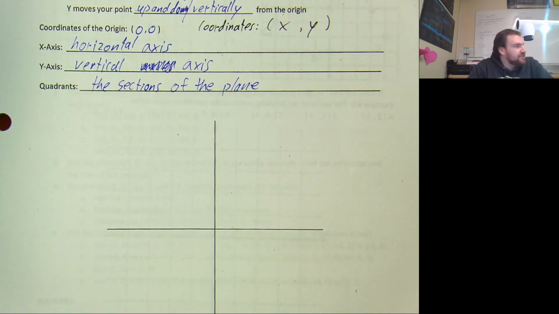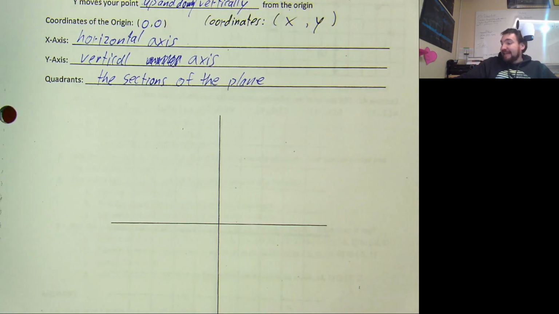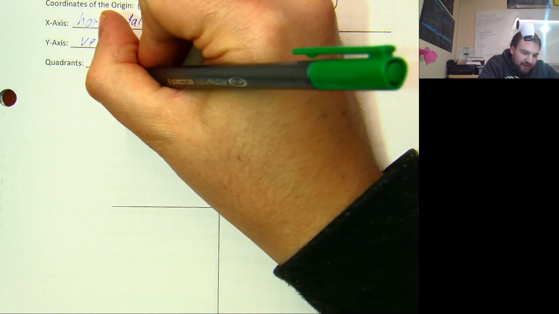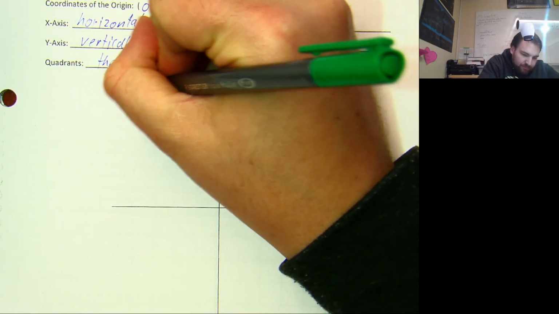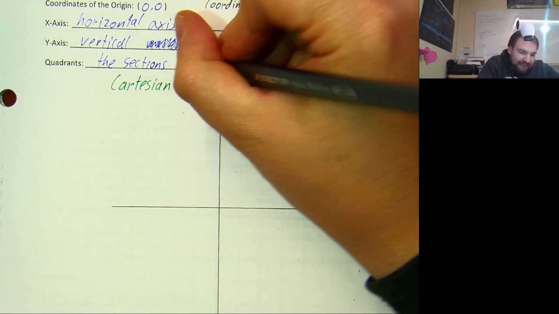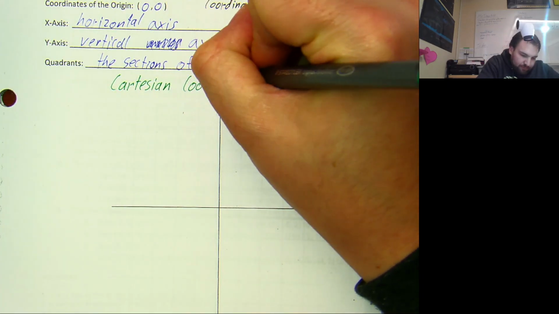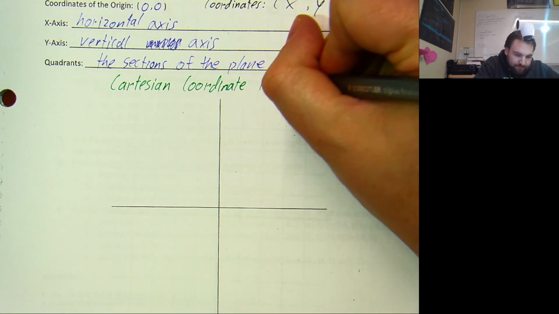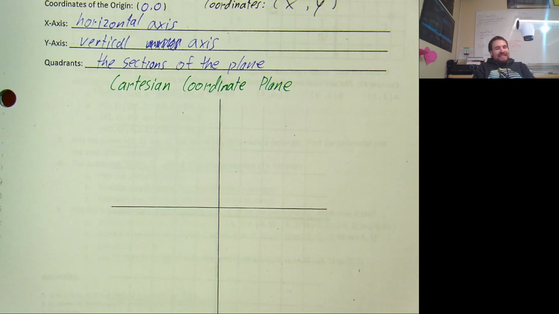Okay, so it's the sections of the plane. So you've got here, this is the coordinate plane. We're doing some labeling here. This thing has a name, depending on. So we don't always have to use x and y. When we do choose to use x and y, we call this thing the Cartesian coordinate plane. So we generally talk about Cartesian coordinates being x and y.